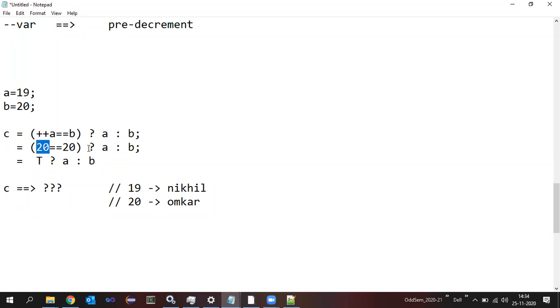19, sir. Why 19? It has been modified, right? Plus plus A means what? Look here. It is nothing but A equals A plus 1. We are incrementing the value. When A equals A plus 1, the value of A was 19, and it was incremented by 1. That becomes 20. This 20 is the new value of A.